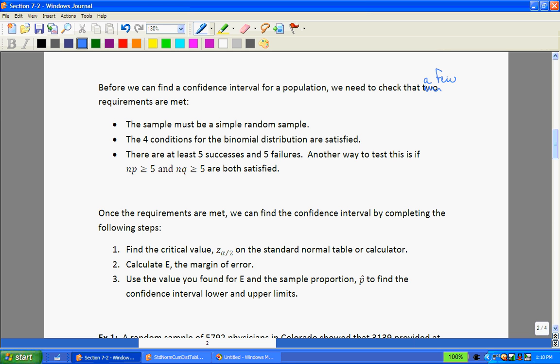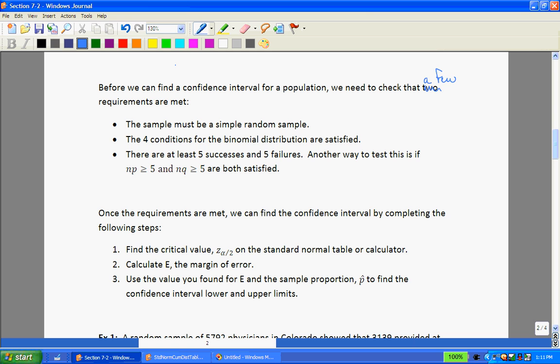Another condition that must be met: the 4 conditions for the binomial distribution must be satisfied. Remember, those are that the trials have to be independent, there must be a finite number of trials, there can only be 2 possible outcomes, a success or a failure, and the probability of success must remain the same from trial to trial. So if you need to review those, go back and look at your notes on the binomial distribution, but those 4 conditions must be met.